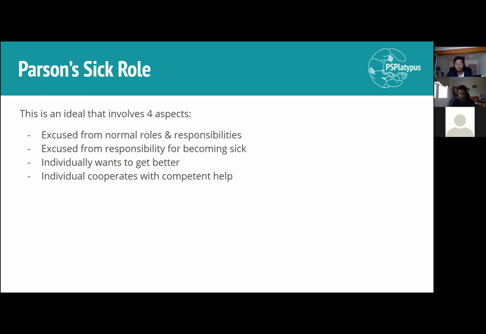This role is usually applied in different ways. For example, I think the example given was IV drug users. They're not really excused from the responsibility of becoming sick in the eyes of some people, and that can change the way they interact with society because they might not fit the sick role for some people.